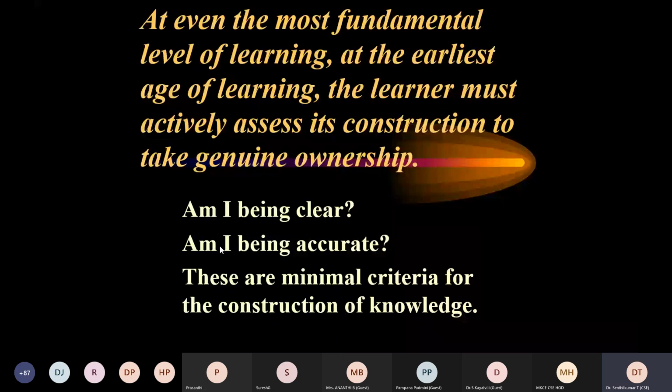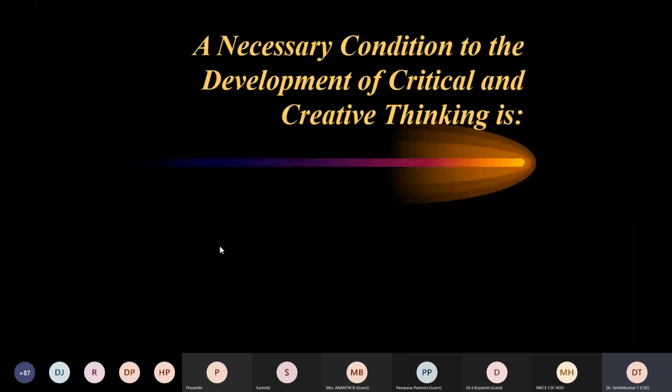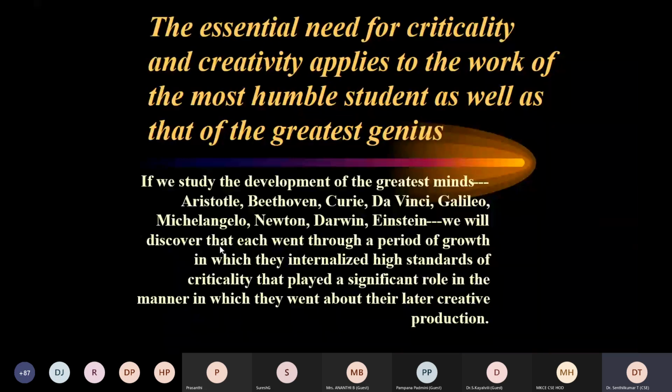The essential need for criticality and creativity applies to the work of the most humble student as well as the greatest genius. If you look at the big people, like Newton and Darwin, each of them is very popular. How did they go about making good knowledge delivery to the world? They were looking at the possibility of giving good standards, and those standards were important because they were evaluated by the right set of experts.